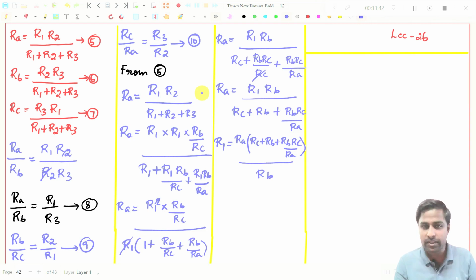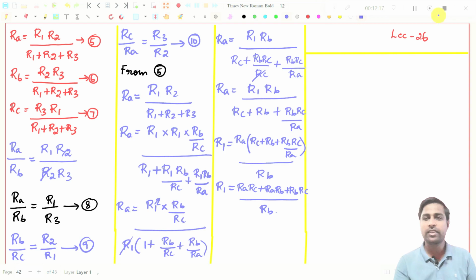So now you further simplify this. R1 is equal to, you just multiply with these terms. So what you will get: RA RC plus RA RB plus, if we bring this RA here, this RA and this RA will be cancelled out, right? Other terms will be RB RC, that we keep, RB RC divided by RB. So this is the final expression.